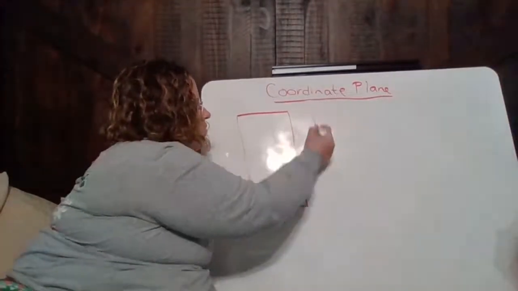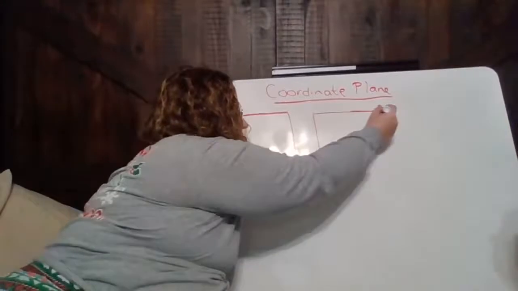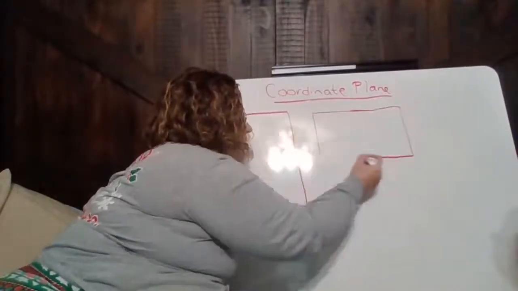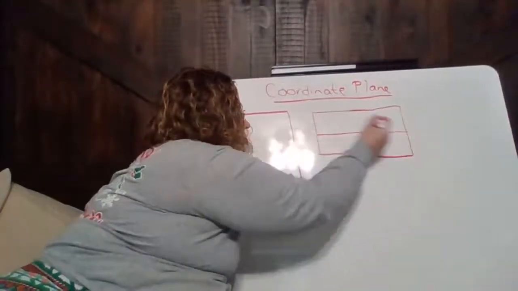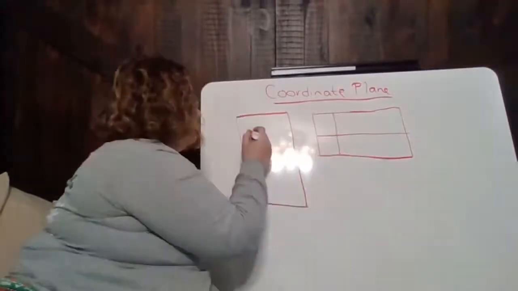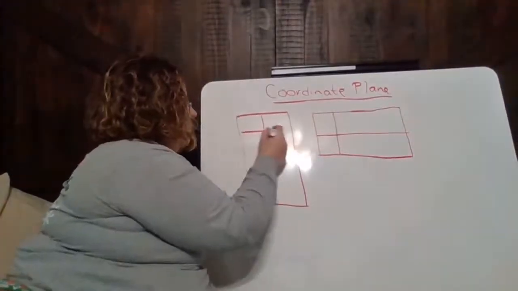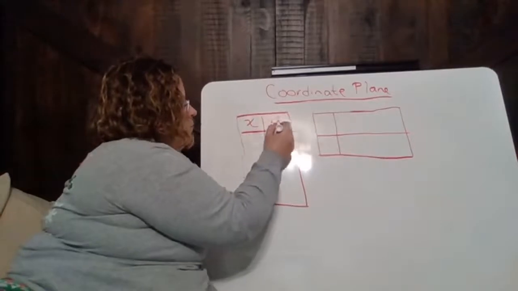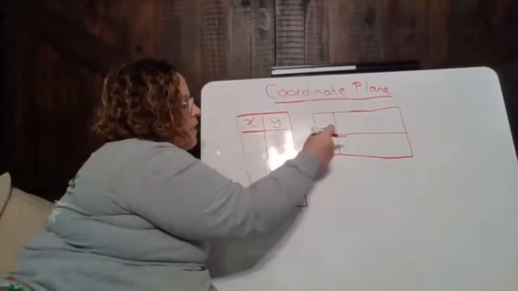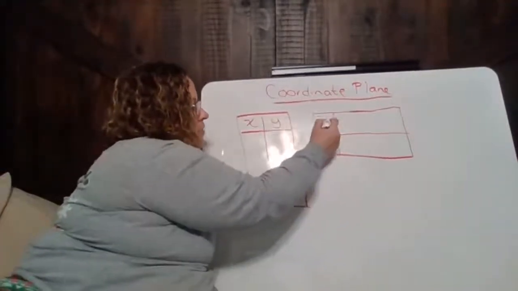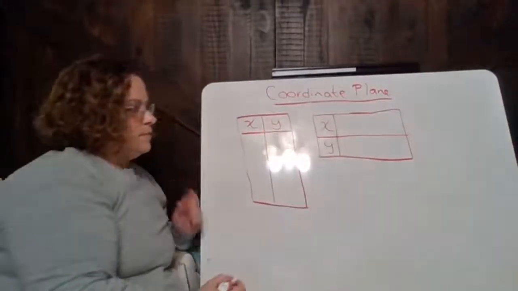So we're going to look at two types of tables. We're going to look at a vertical table, and we're going to look at a horizontal table. Remember, these are your X's. These are your Y's. First, second. First, second. So these are X's. These are Y's.